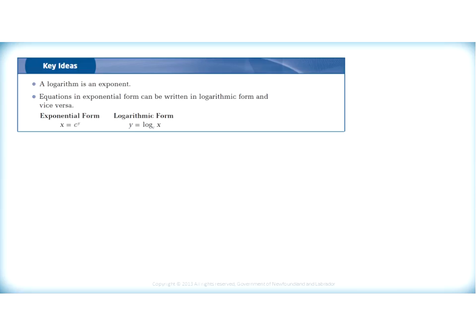As a summary then of what we've just completed, we know that a logarithm is really an exponent. Equations in exponential form can be written in logarithmic form and vice versa. So if the exponential form is given as x equals c raised to the power of y, then we can say that the log of x to base c is equal to the exponent y.